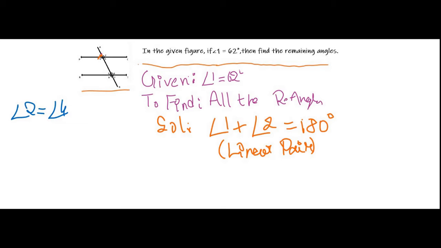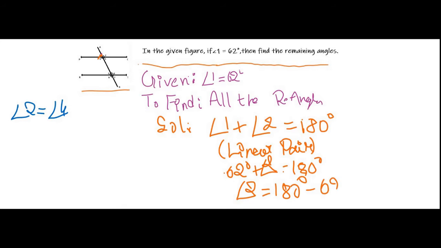So angle 1 is 62 degrees, that is given to us. Angle 1 plus angle 2 is equal to 180 degrees. So angle 2 would be 180 degrees minus 62 degrees. What would that be? It would just be 118 degrees. So we have found the value of angle 2 over here. It's 118 degrees. You might be wondering again, why is angle 2, which is located over here, equal to angle 4 that's located over here? Because they are vertically opposite angles.